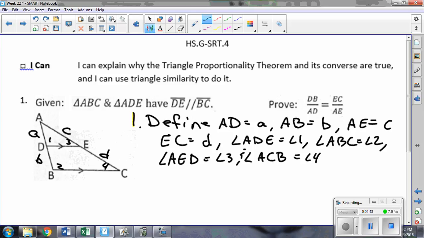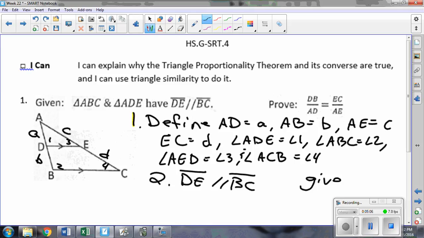As we know, how do we always start every single proof? By starting with the given. And our given here, we have DE parallel to BC.